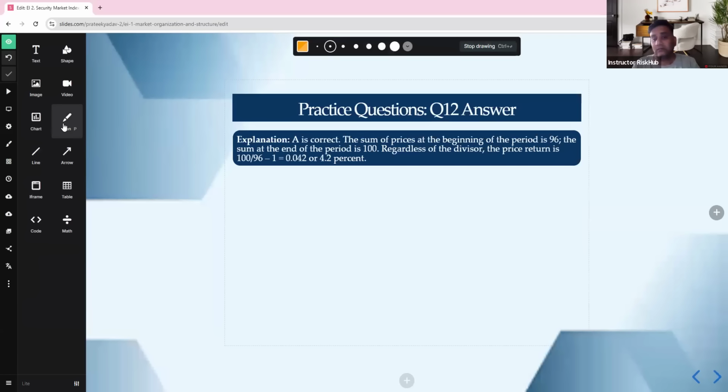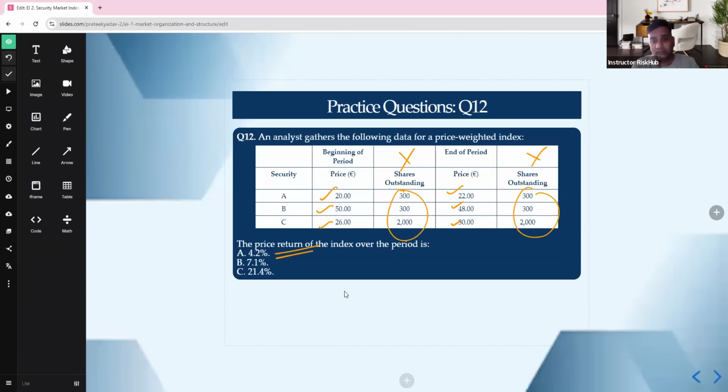Direct. The sum of prices at the beginning of the period was 96. Sum of prices at the end of the period was 100. 100 by 96 minus 1, right? That's straightforward, right? 100 by 96 minus 1. So easy, but so confusing, and that's why I went directly to the answer. A lot of people, when trying to calculate price return, will say multiply, etc.